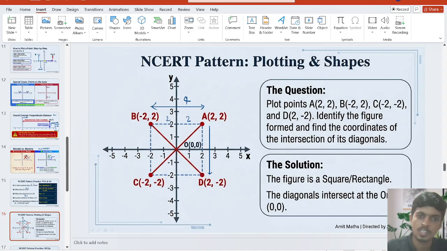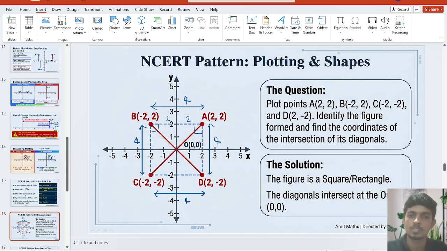Okay. Total is 4 units. So here also it will be 4 units, here also 4 units, and here also 4 units. So it looks like a quadrilateral with all sides equal and having right angles. So finally we say that this becomes a square. Okay. And its diagonals intersect at the origin.